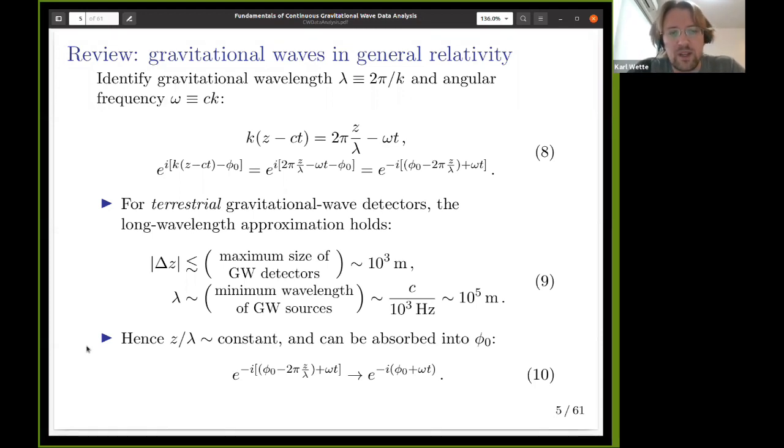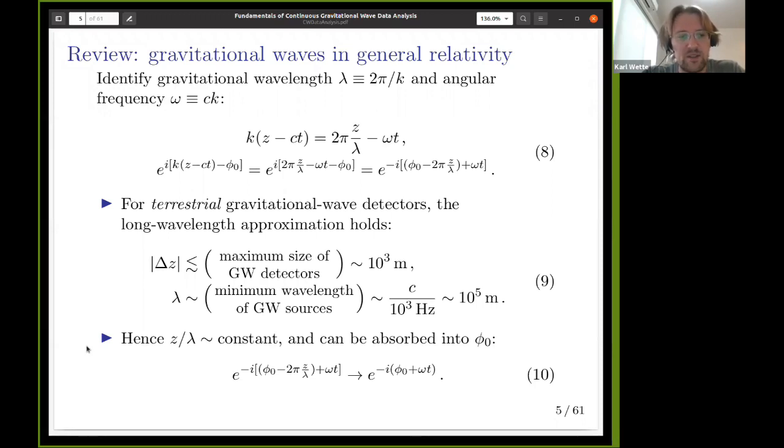But at least for terrestrial gravitational wave detectors, so the ones that exist here on Earth, we can do something which is called the long wavelength approximation. Basically, we know the size of our detectors, LIGO and Virgo, and hopefully one day soon LIGO India. These are only going to be of order kilometer size. So the maximum that our wave delta z can change is of order 10 to the 3 meters, but the wavelength of the gravitational wave sources that we typically see has to be at least 10 to the 5 meters, because the maximum frequency that we can see up to is about 1 kilohertz.